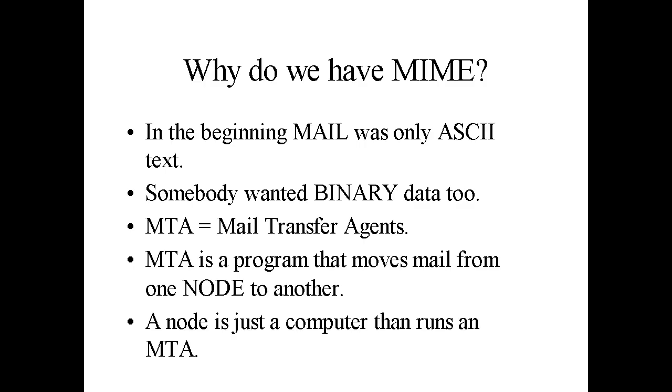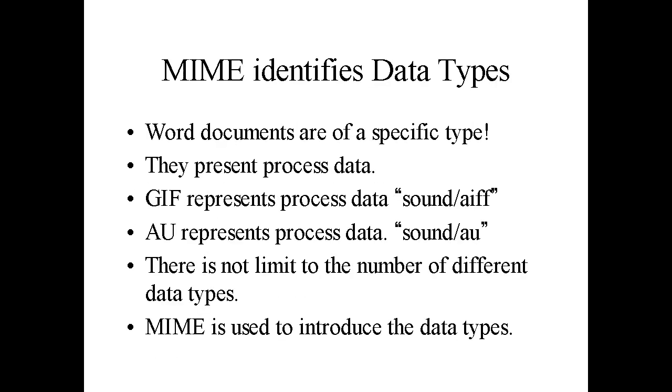So the mail transfer agent is simply a store and forward mechanism that moves mail from one node to another node. And the node is just a computer that runs a mail transfer agent, probably running something reliable like, I don't know, Unix or something embedded. And so in this case, all we have to worry about is text passing from one place to another.